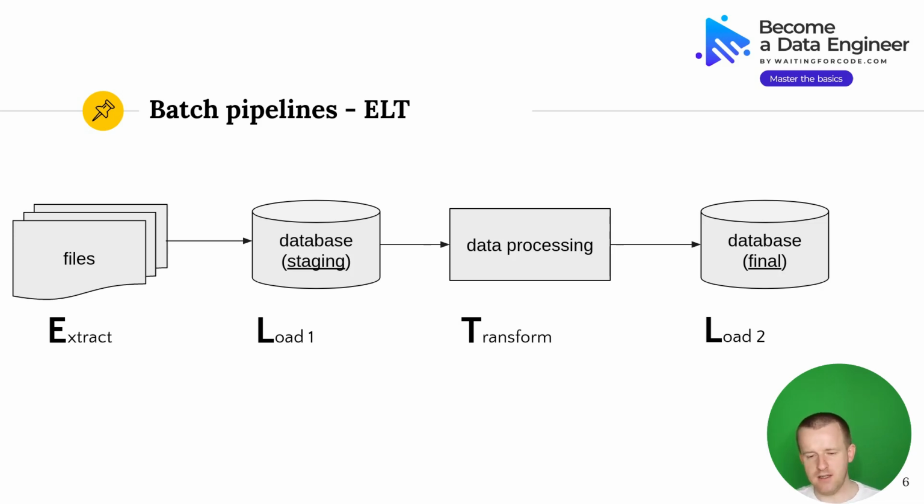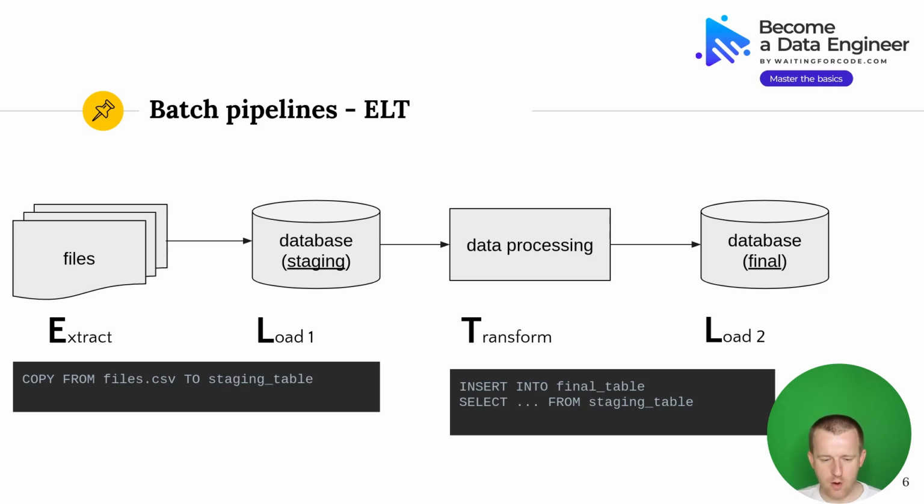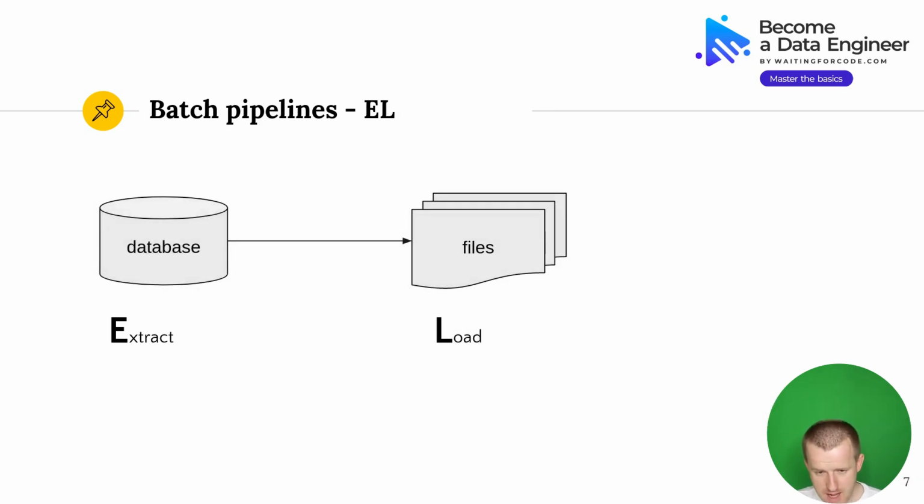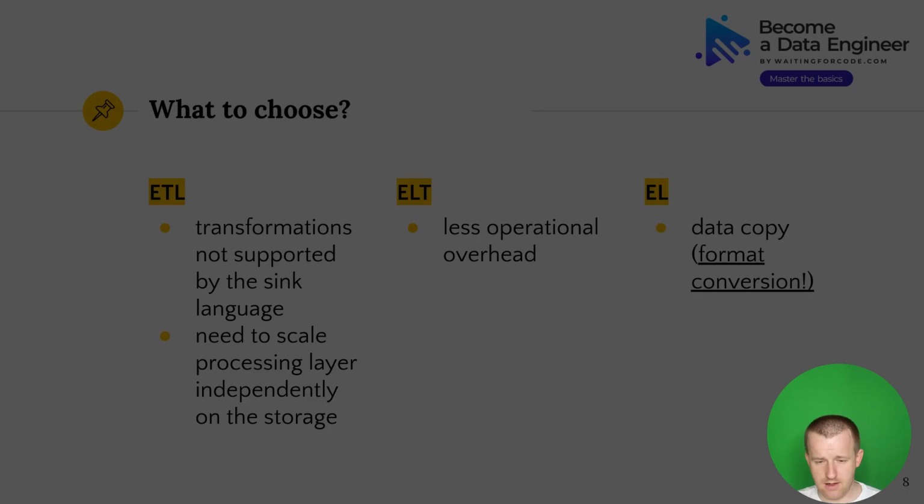So it's an ELT a bit extended with this extra load step and the presence of the staging area. You can see now an example of that. We copy CSV files to some staging table in a relational database. Later on, we are transforming this data with the select from staging statement and loading this transformation result to some final table. And as I said also before, there is a very simple definition of batch pipeline called extract load. So we take data from one point and we load it to another.